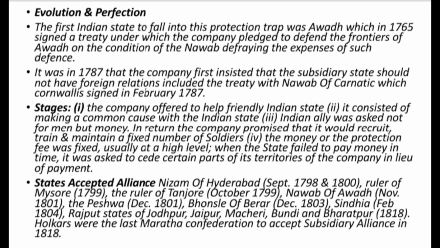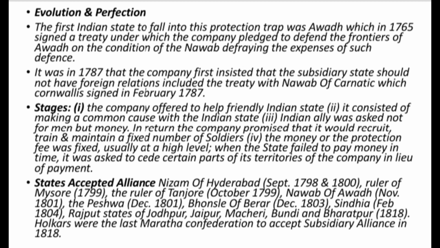In the fourth and last stage, the protection fee was fixed, usually at a high level, which the state failed to pay on time. It was then asked to cede certain parts of its territories to the company in lieu of payment, and the company's entry into the affairs of the state had begun. Now it would be for the British resident installed in the state capital to initiate, sustain and hasten the process of eventual annexation.